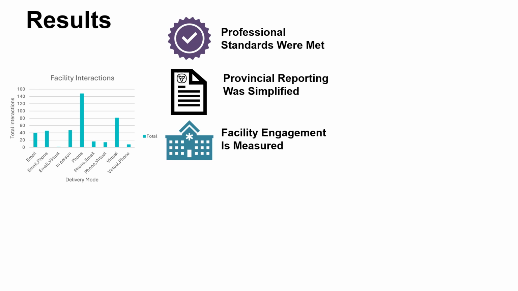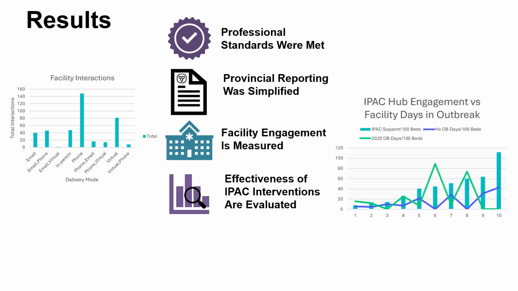Facility engagement is measured. The hub can track the frequency and type of interaction staff have with each individual facility served. This allows hub team members to objectively review levels and types of engagement. Effectiveness of IPAC hub interventions are evaluated. A preliminary analysis showed distinct outliers, but also a possible association between increased levels of engagement with the hub and decreased levels of outbreak incidence, severity, and spread. This allows evidence-based responses from the hub, provides information to promote facility engagement, and informs planning.